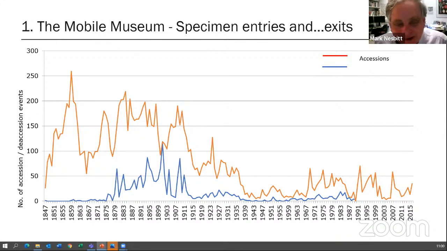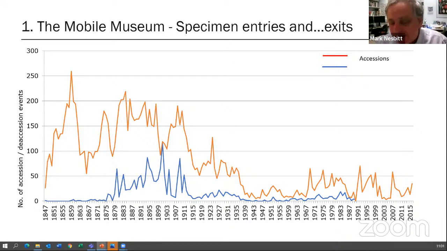So what you've got here in this graph is the brown line, which shows material coming into Kew. We already saw this graph before. And the blue line, something more surprising, is specimens going out of Kew. And this is the number of events again. So when it says 100 events, that translates into perhaps 5,000 objects leaving Kew.